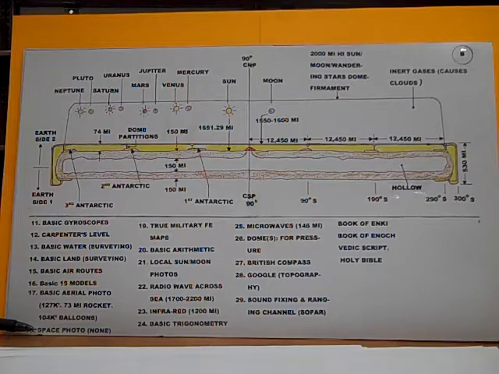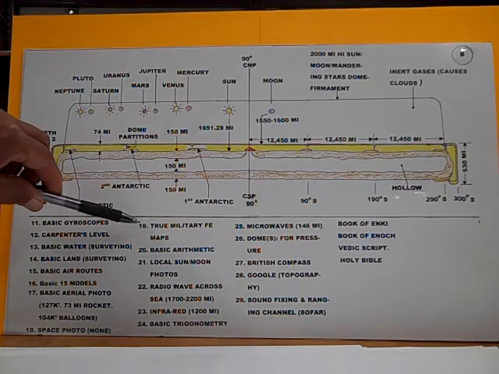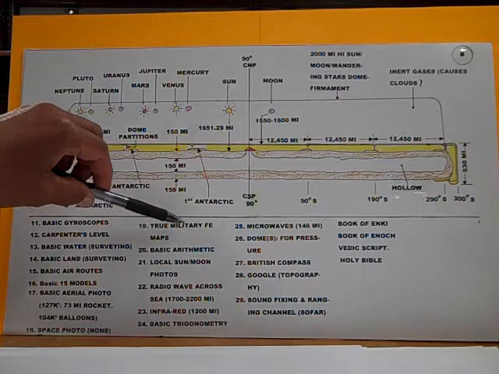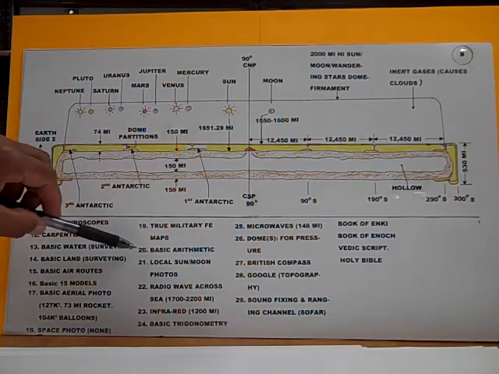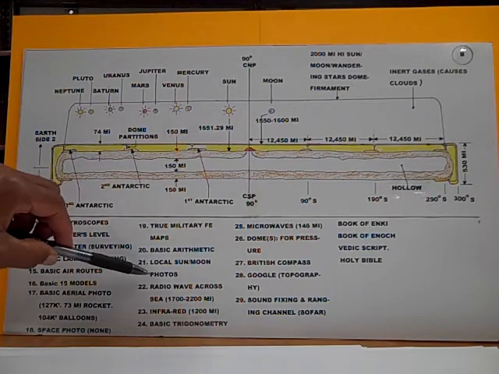18, space photos. There are none because you cannot gain enough altitude to go above up to 100 miles. You cannot gain that much altitude because the dome ceiling will stop you. 19, true military flat Earth maps. Number 20, basic arithmetic. Number 21, local sun and moon photos.